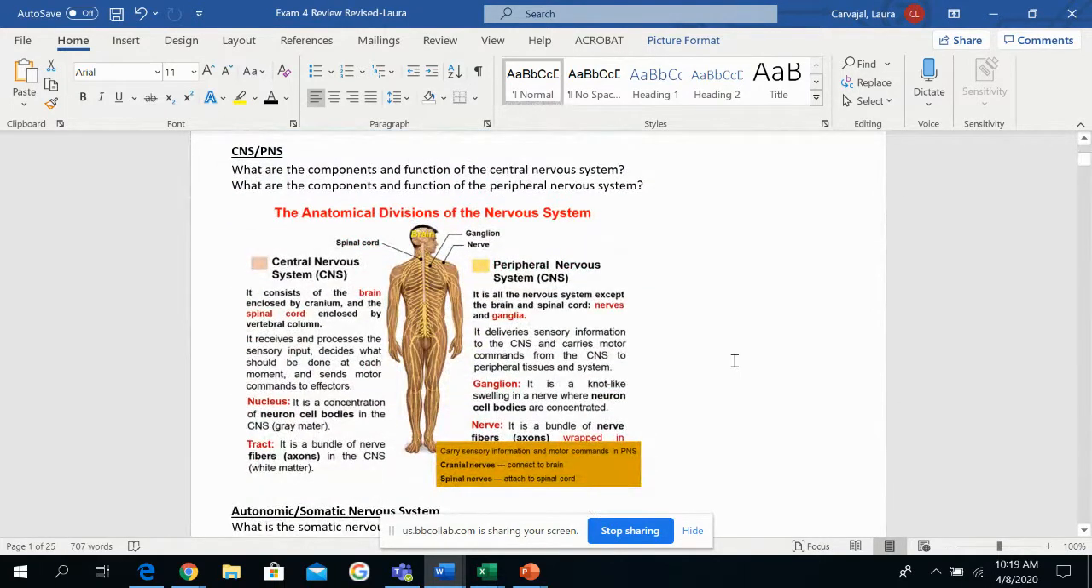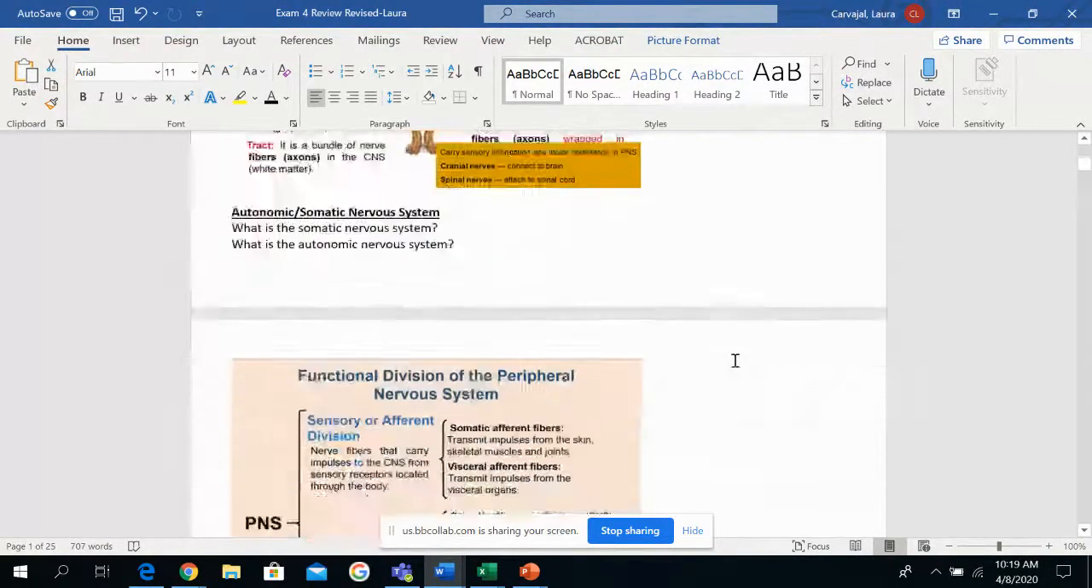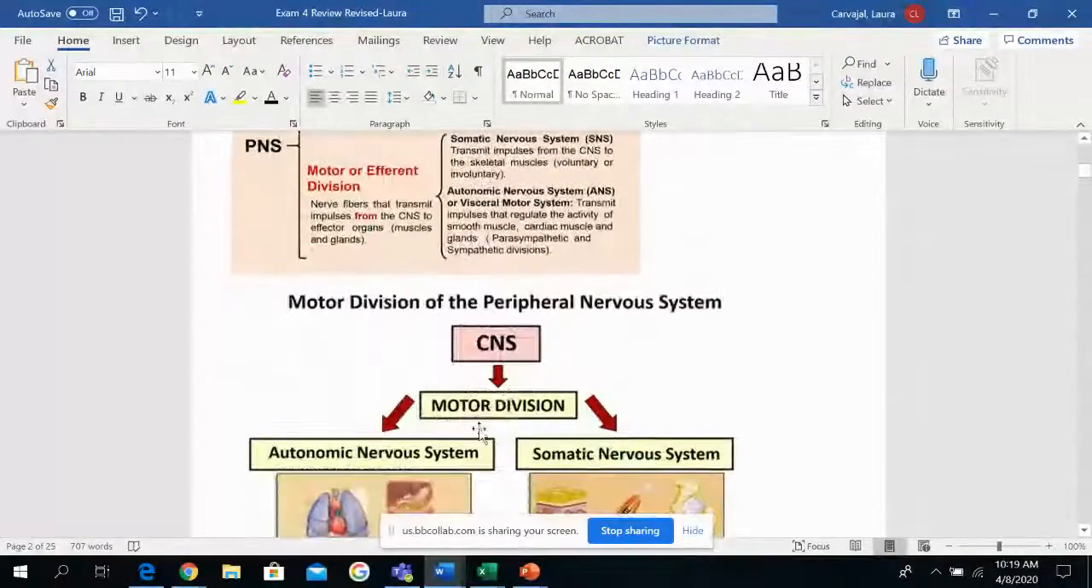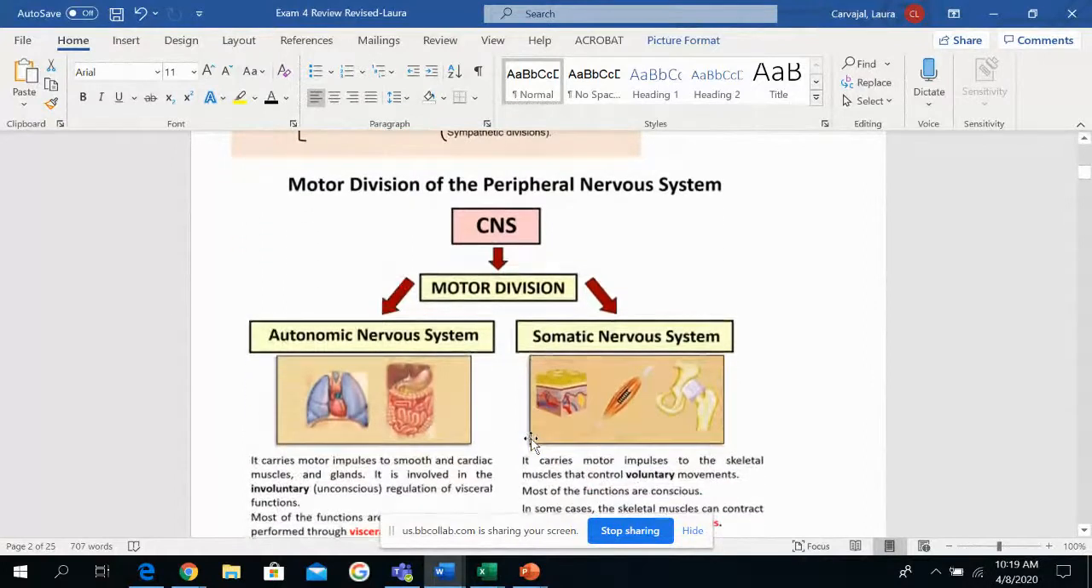Okay, so we have two divisions. We have our CNS, or central nervous system, and our PNS, or peripheral nervous system. Our central nervous system consists of the brain and the spinal cord, and our peripheral nervous system consists of all of the nerves that branch out of the spinal cord. Within our PNS, we have another breakdown. We have somatic and autonomic, from the motor division. So we have the autonomic nervous system, which controls the viscera. So it's involuntary movement, which essentially is regulation of heartbeat, regulation of breath, peristalsis for your stomach and your digestive system. And somatic, which is basically voluntary movement. So if you want to move your arm, you can think about it and go ahead and move it. I'm currently moving my arm, so I'm using my somatic nervous system.